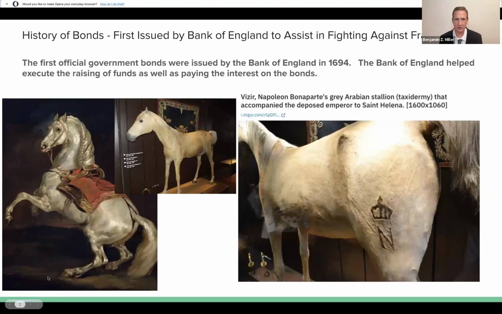What about the history of bonds? They have actually quite an interesting history. They were first issued by the Bank of England in 1694, and they were issued to help finance the war against France with Napoleon. And this is actually an interesting picture here. This is one of my favorite pictures. It's Napoleon's horse. This is in a museum in France, and you can see the brand. So makes it pretty real, this history. Very interesting. But bonds were actually created to help finance wars.